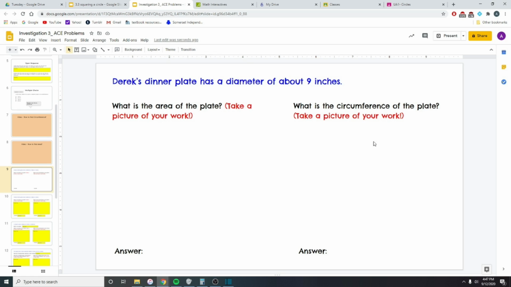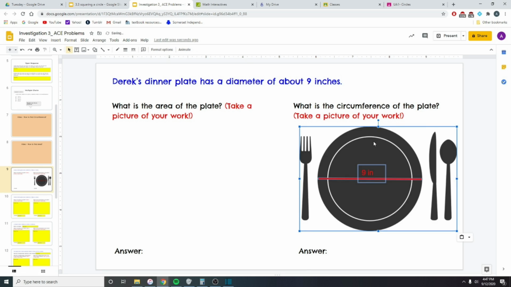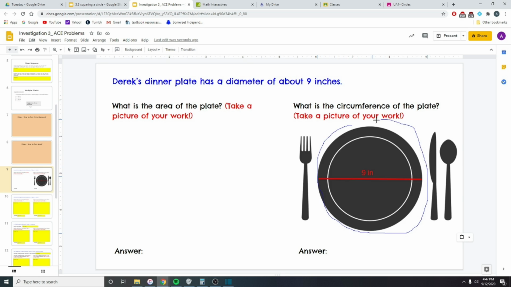So what I'm gonna do is insert a picture of a plate that has a diameter of 9 inches. So this is my plate. Notice my line goes from one side to another, and it's 9 inches. Now, I need this information to give me the circumference of the plate. If you remember correctly, the circumference of the plate is how much it is around the circle. It's how much it is around that circle.